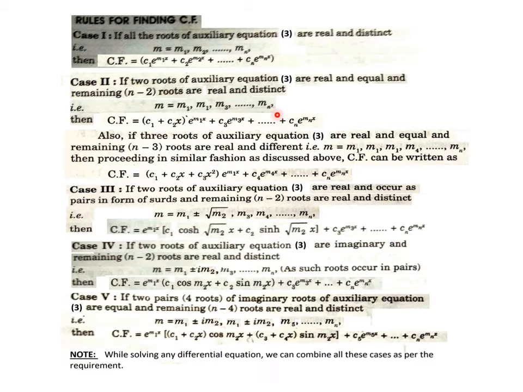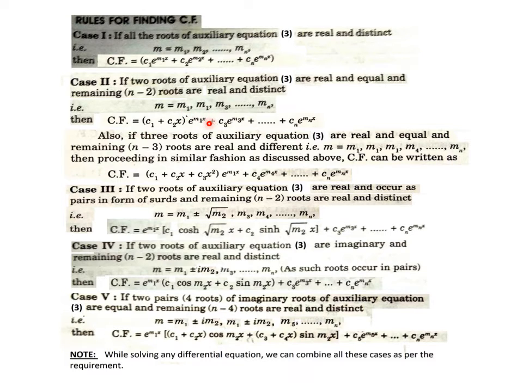In that case, the CF is written for those distinct roots m3, m4 up to mn. The story remains the same like the previous case: C3 e power m3x plus C4 e power m4x plus up to Cn e power mnx. But for these two equal roots, real and equal, m equals m1 and m1, the expression of CF is written in this pattern with these two constants: C1 plus C2x is multiplied with e power m1x.